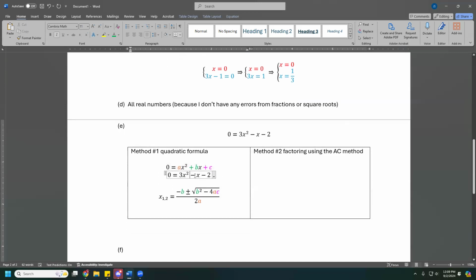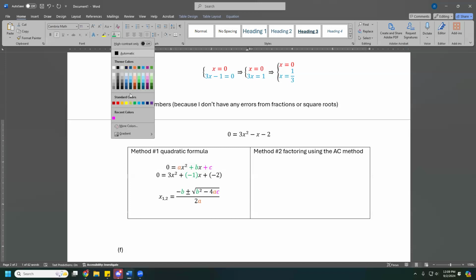When it says minus x right here, that's the same thing as saying minus 1x, right? And another way to say that would be plus a negative 1x. That's just another way to rewrite what I've got here. Now, it seems a little silly for me to do that, but the reason why I'm doing that is to make it clear which numbers correspond to A, which numbers correspond to B, and which numbers correspond to C.